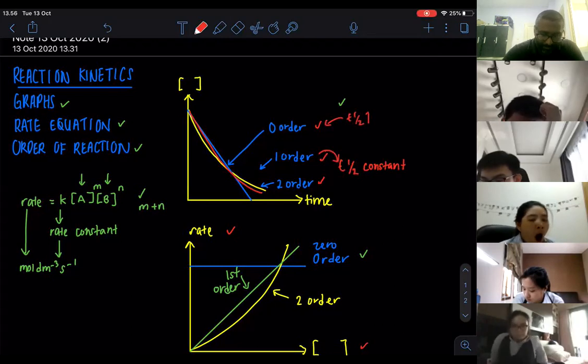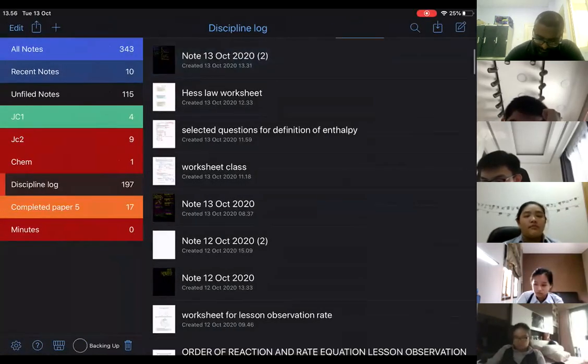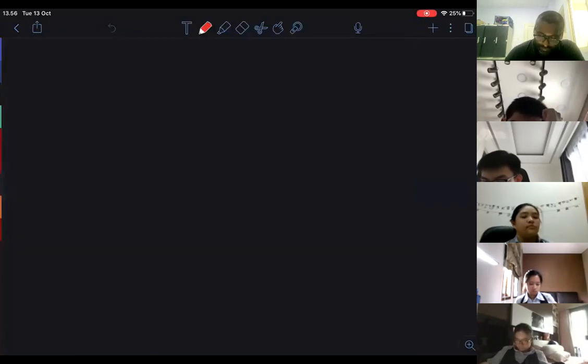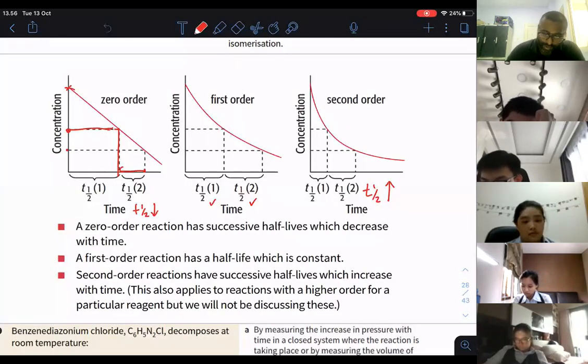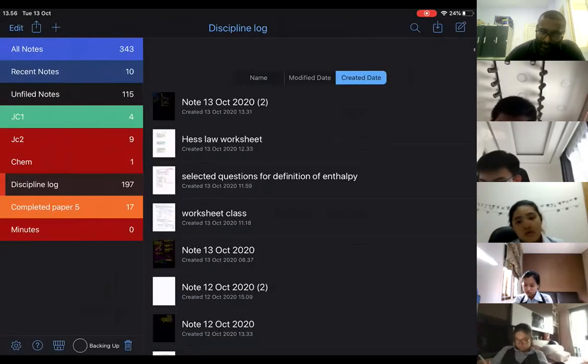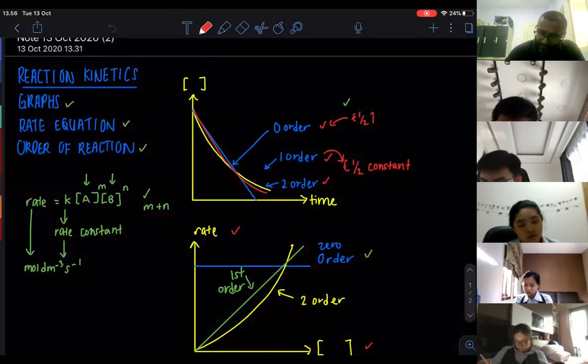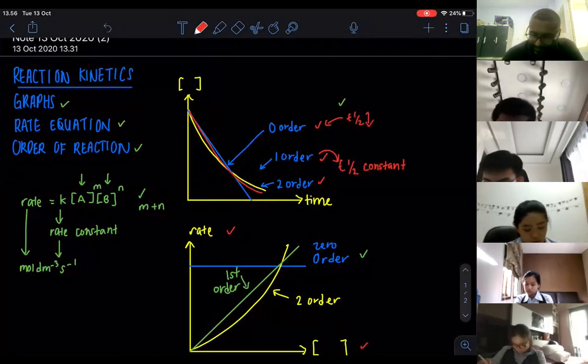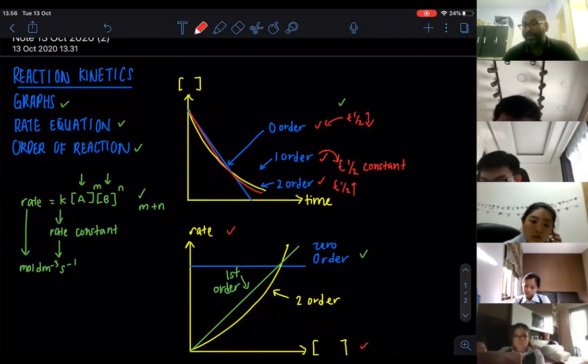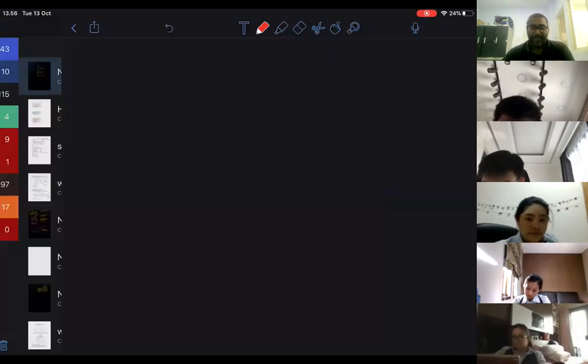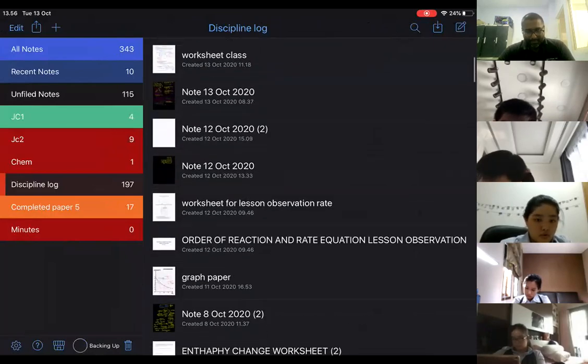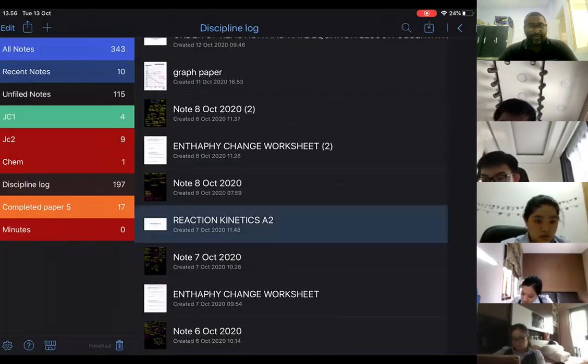Let me show you here. Zero order half-life is decreasing, second order half-life is increasing. So if you put it that way, if your half-life is decreasing, then it's zero order. If the half-life is increasing, then it's going to be second order. Please try to refer to the half-life. Is there any question up to here?